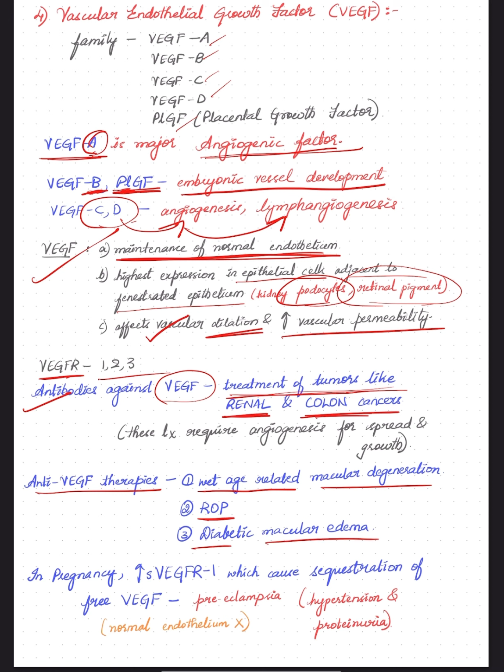In pregnancy, there are increased levels of soluble VEGFR1. When soluble vascular endothelial growth factor receptor 1 increases, it causes sequestration of free VEGF. It destroys the free form of vascular endothelial growth factor. When VEGF is not there, the normal endothelium is not maintained. So, because of increased vascular permeability, there will be proteinuria and hypertension. That leads to preeclampsia of pregnancy.